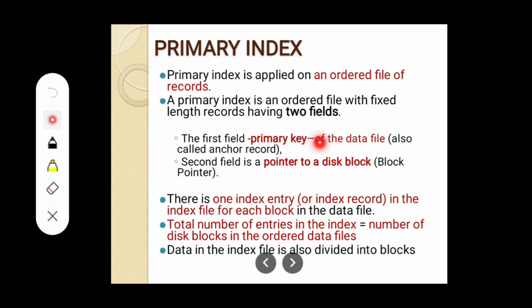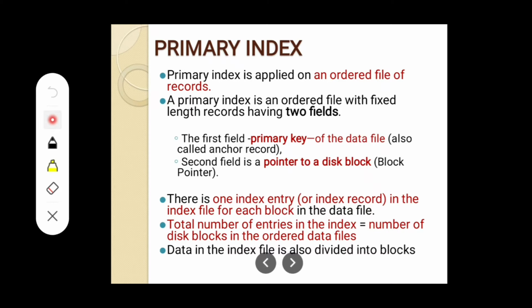The first field is the primary key of the data file. It is also called the anchor record. Clear? The second field is the pointer to the disk block. What is the pointer to the disk block? That is called a block pointer.